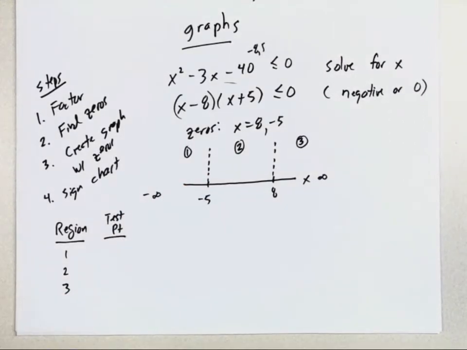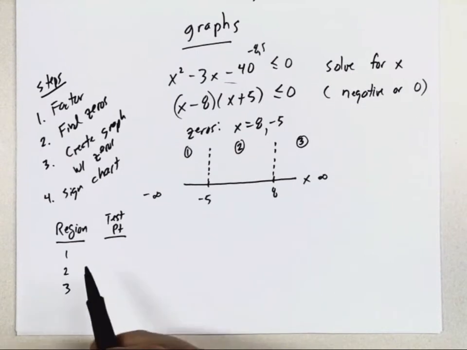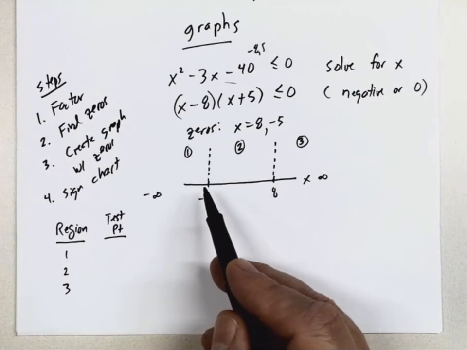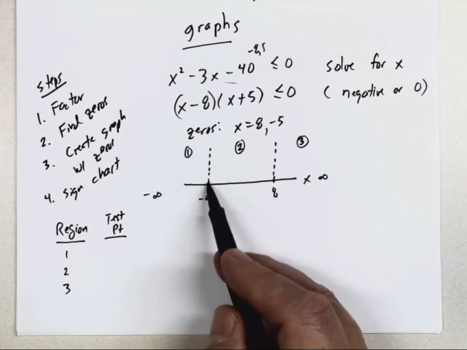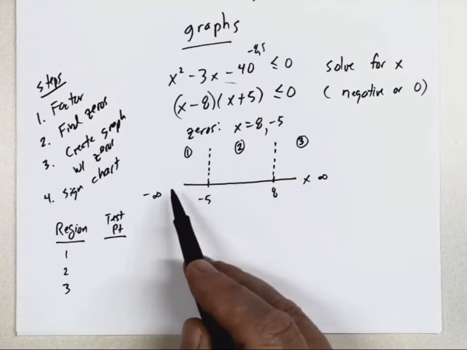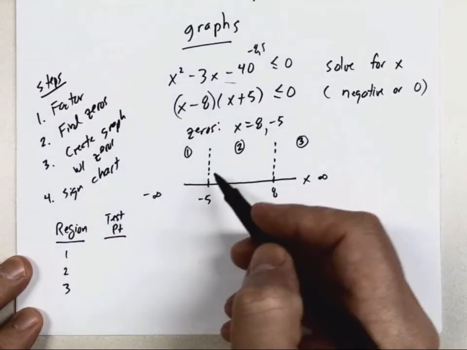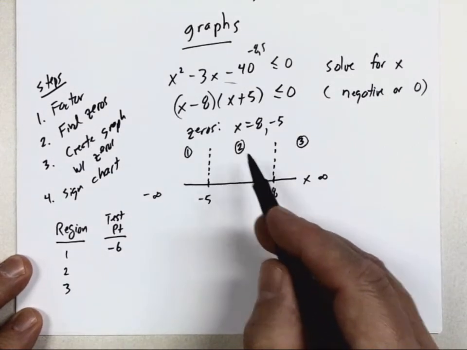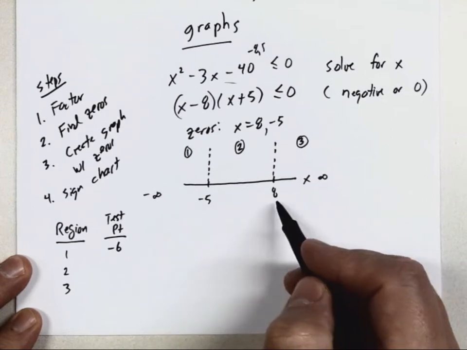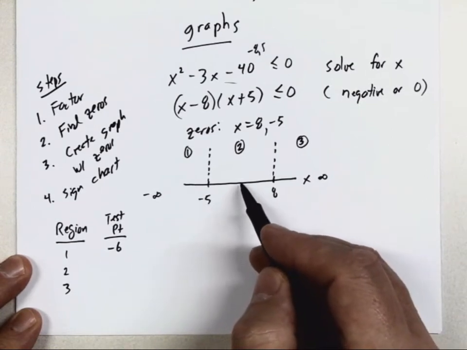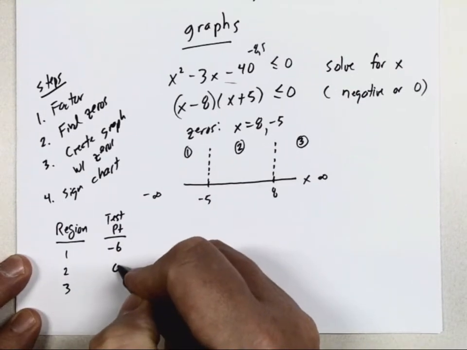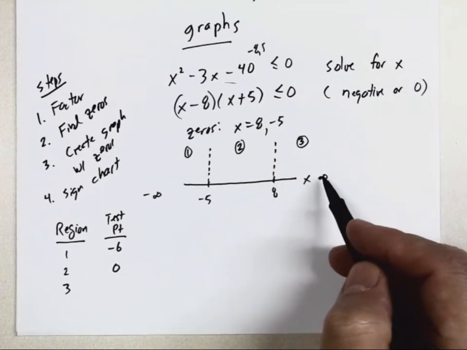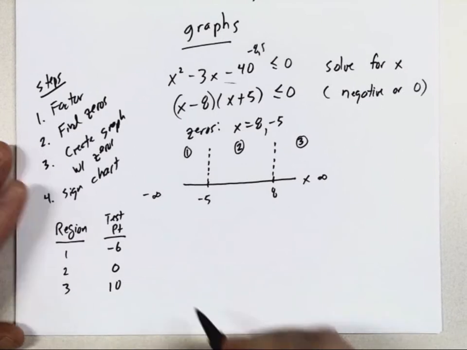The second column I'm going to call test point. So what you do is you go into each region and you choose a value of X inside that region. Don't choose the border point or boundary point. You've got to choose it actually in the region. So region 1, I'll choose -6. Region 2, if I go from -5 to 8, 0 is in here someplace. 0 makes the math easy, so I'll choose 0 for region 2. Region 3, I need to pick some value larger than 8. I'll just choose 10.